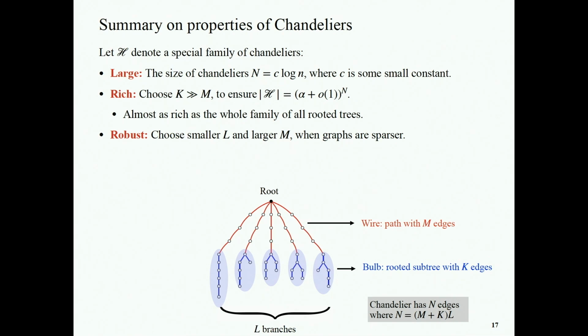So in our case, because we pick these bulbs to be trees, that's why we can at best achieve this Otter tree counting constant. But if you can make this family richer and still utilize the chandelier structures, you can make this correlation smaller. But this only works for the dense regimes. Okay.